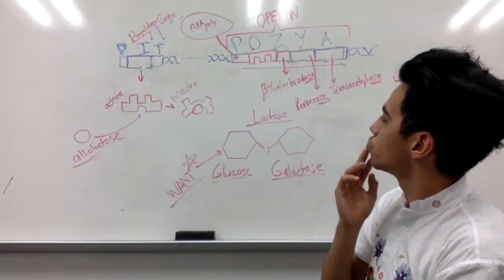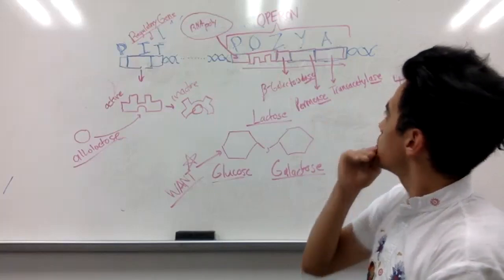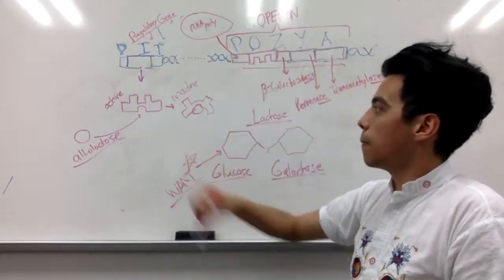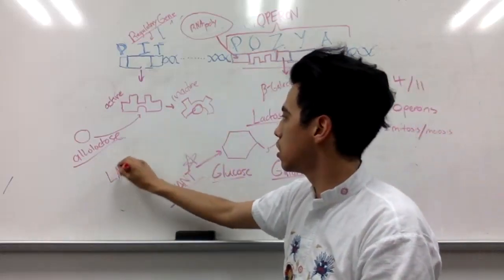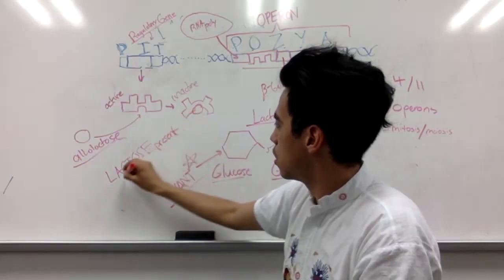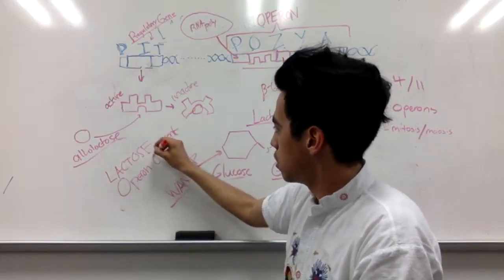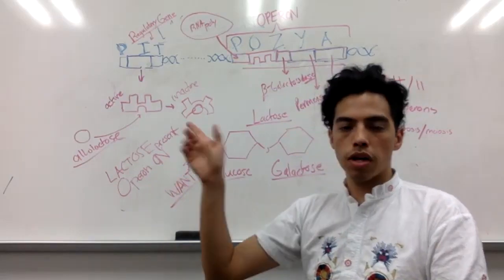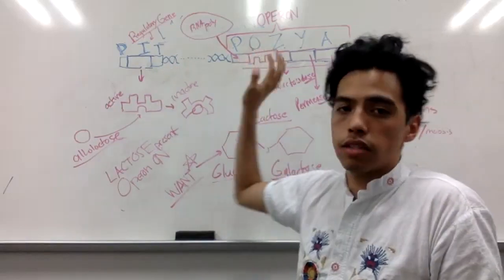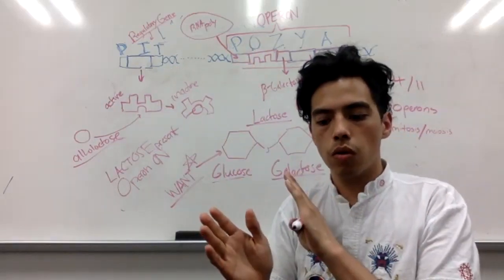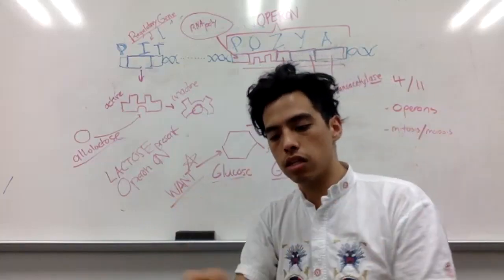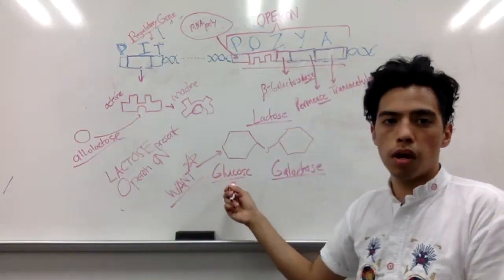What else can I talk about? That's about it. Yeah. So in summary, when there's lactose present, the operon is going to be on because you know that the function of this operon is to break down lactose, right? So you want the operon to be on so that the lactose that is present can be taken into the cell and broken down for that glucose that the body needs as an energy source.